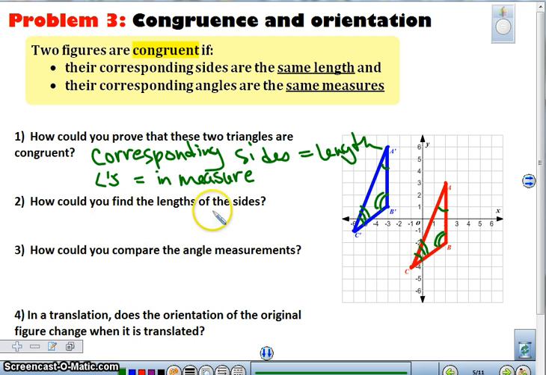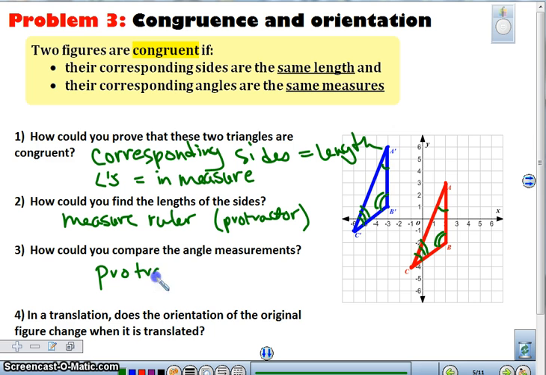It says, how can you find the lengths of the sides? Well, if we're looking at the lengths of the sides, we could measure with a ruler or in centimeters, right? Sometimes you might use a protractor because protractors will have the measures on the bottom. How do we measure angles? We definitely want a protractor here. And remember, a protractor is what measures our angles, and it has a shape kind of like this. And you measure your angles.